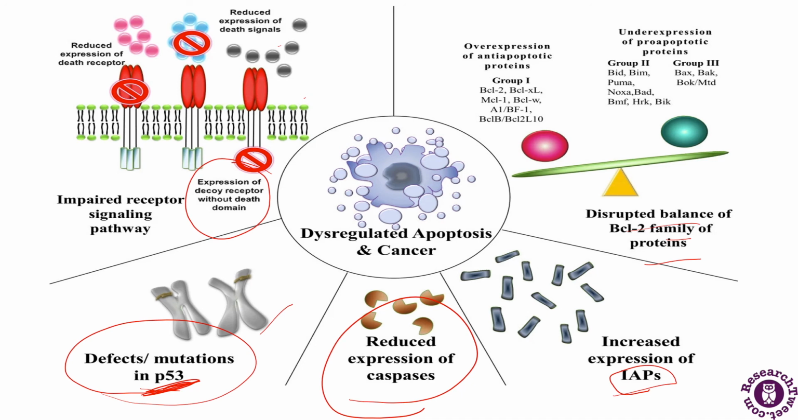So this was all about apoptosis in cancer and how dysregulated apoptosis can lead to the cancer disease, and mainly the malignant cancer, which spreads all over the body and becomes harmful for the body as well.